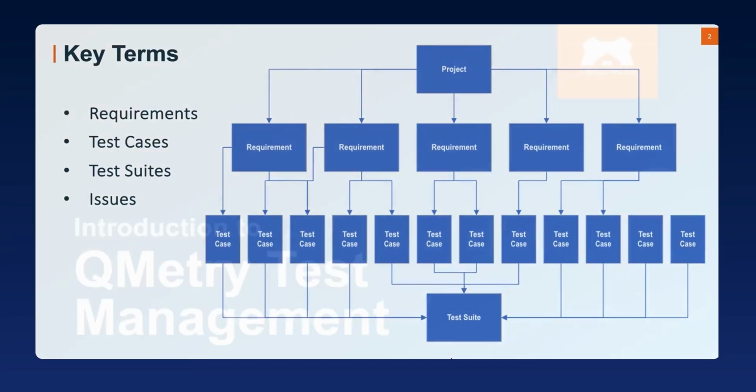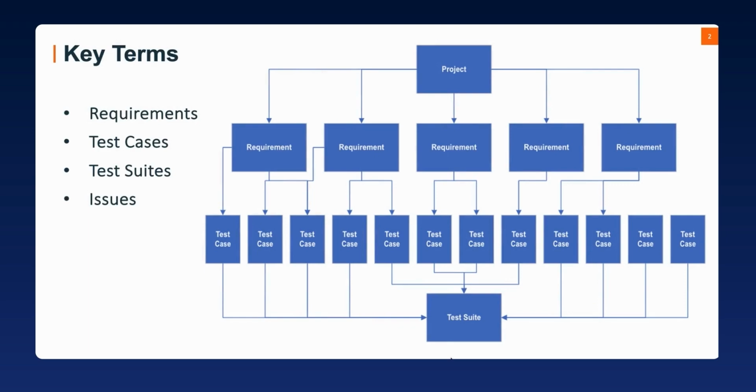Before we start, let me define some key terms in this tool. In QMetry's terminology, these are called test assets. Those are requirements, test cases, test suite, and issues. So the requirement module contains the list of features that need to be tested. Each requirement in QMetry can be linked to one or more test cases to set the coverage.